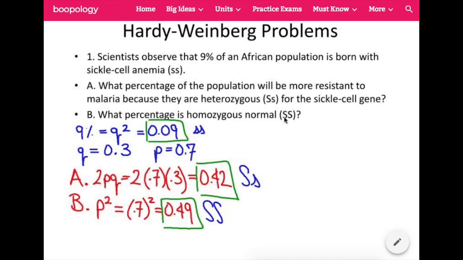And to find the homozygous dominant, which is p squared, you would do 0.7 to the power of 2, and you would get 0.49 decimal, or 49%.